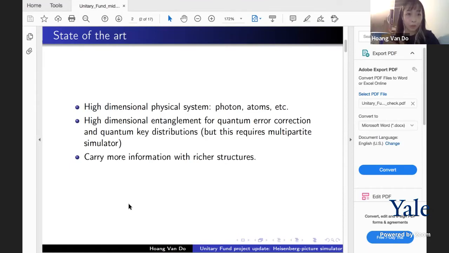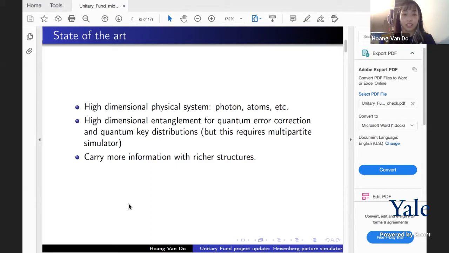Usually when we work in quantum computing, we work with qubits, which are two-level systems with 0 and 1, right? But lots of systems in my experiments, like photons and atoms, have many more levels than that. If you use a qudit, a quantum unit that is a high-dimensional system, you can carry more information, and the entanglement structure is also richer. It's super useful for quantum key distribution. So that linked me to this project where I want to build a circuit simulator for high-dimensional systems.